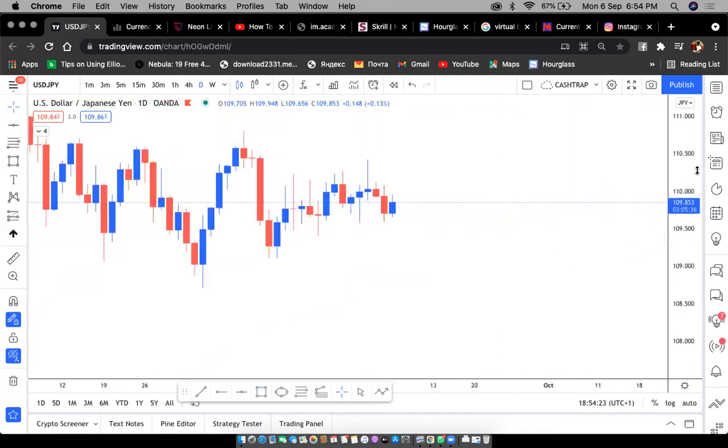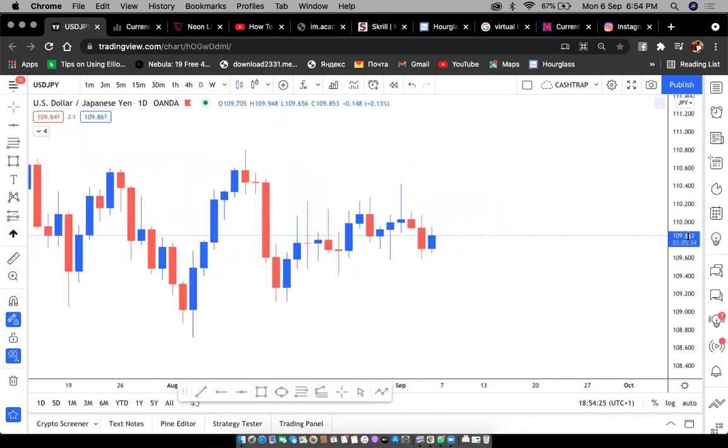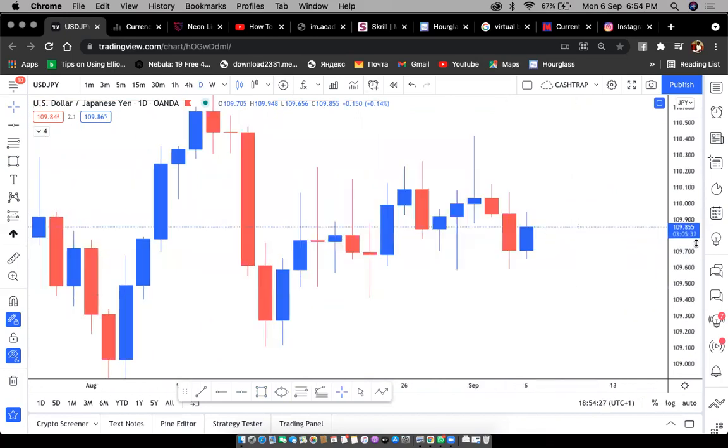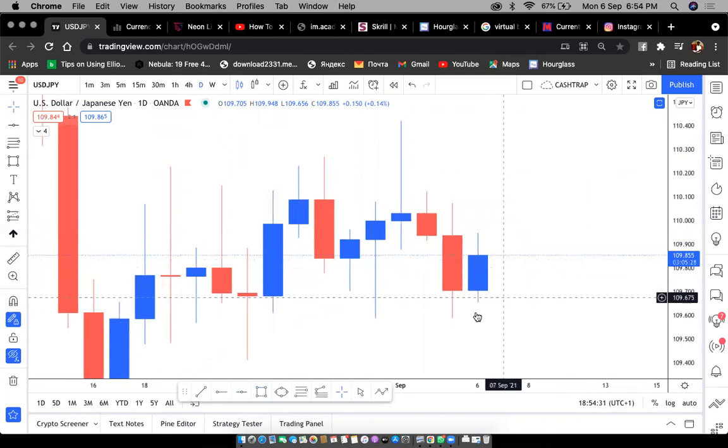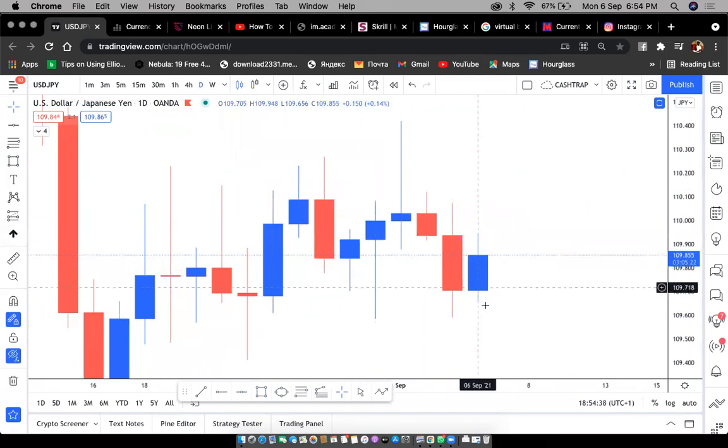Now, if you want to do this, I'm going to remove all drawings immediately. Now, what you want to do is come to the current price, which is this level right now. This candle is today's candle because this is a daily chart. Okay, every candle, every box you see right here on your screen represents a day.